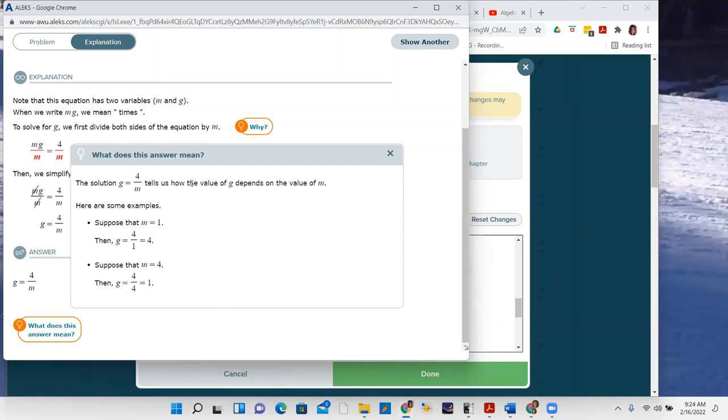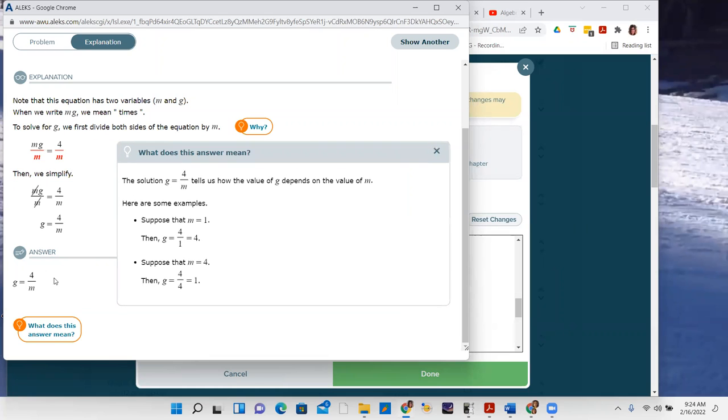And I like how Alex really emphasizes what this means, right? That g depends on m. The value of g will vary, and it depends on what value m has. So if you knew m was 1, then you would know g is 4. If you knew m were 2, then g would be 2, et cetera.